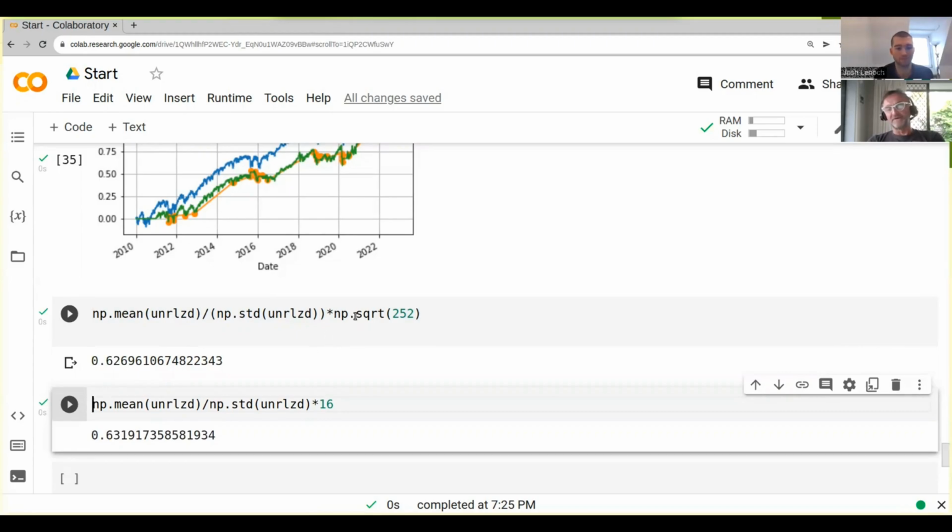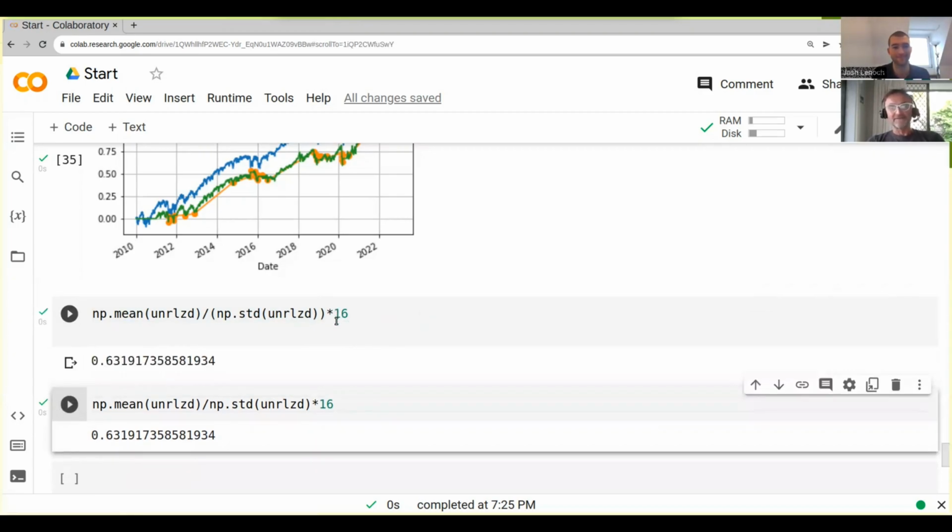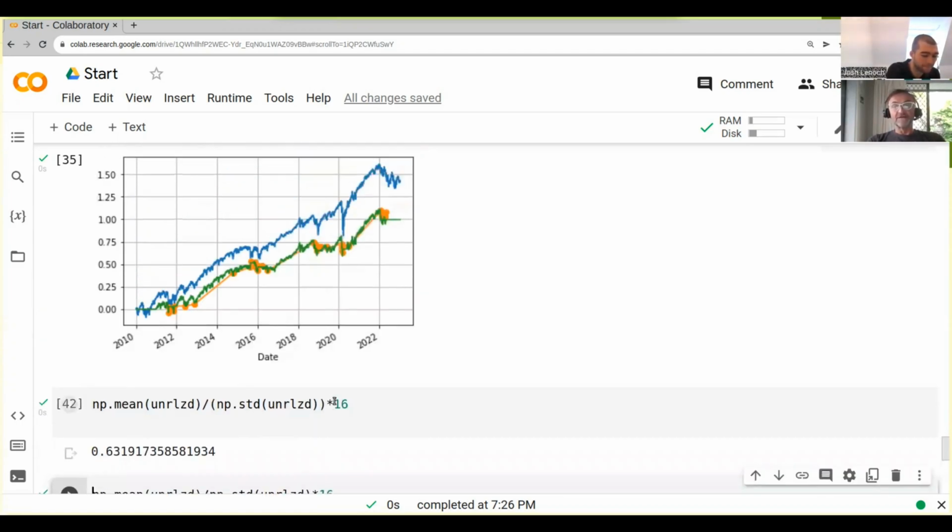And now, if you think about squares, the square root of 256 is 16. So instead of using 2.52, we just make it a little bit simpler, because it's not always that accurate anyway. We use 16, and we get almost exactly the same value. So this is a trick to annualize daily bars really simply. Just multiply it by 16. Okay? So this is the Sharpe ratio of our strategy.